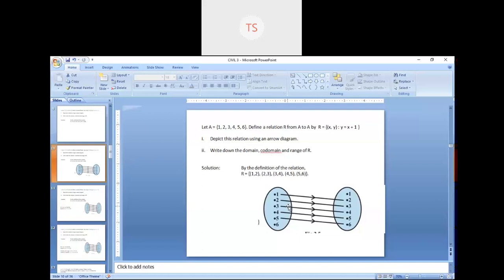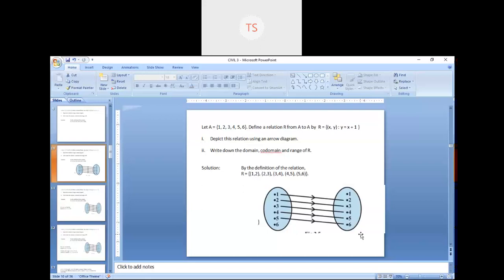The elements are 1, 2, 3, 4 and 5. Because the domain is the collection of the elements which are in the first positions of the ordered pairs. So 1, 2, 3, 4 and 5. Now what is the range of R? That means the second elements: 2, 3, 4, 5 and 6. Now what is the codomain?